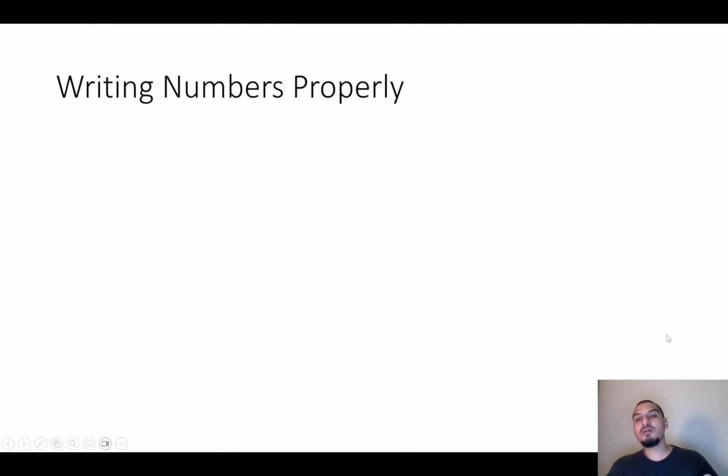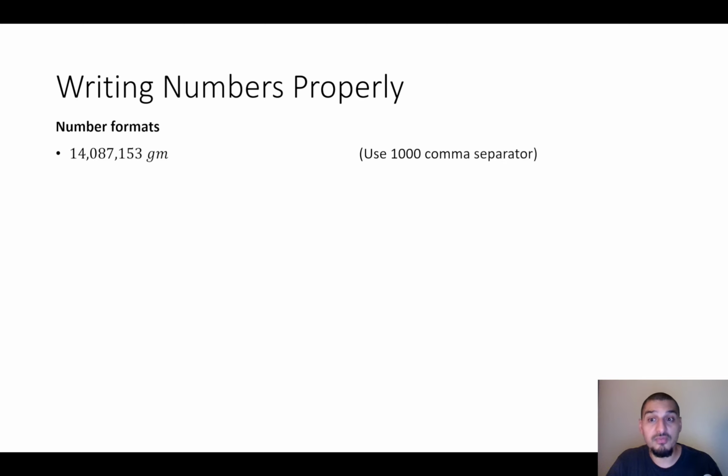So to write numbers properly, there are some things that we have to keep in mind. There are some different number formats. By number formats, we mean that if there is some important reason to put the whole number as it is, you can write the number with thousands comma separators. So you put a comma after each 3 digits. In this case, you understand it's 14 million, because the commas make it easy for you to understand how many digits you have.